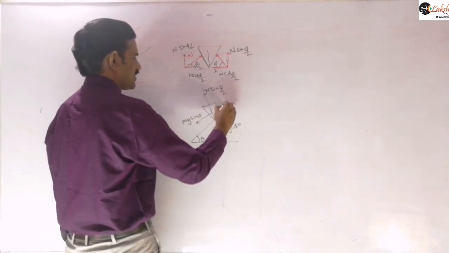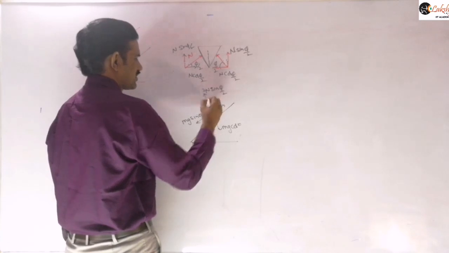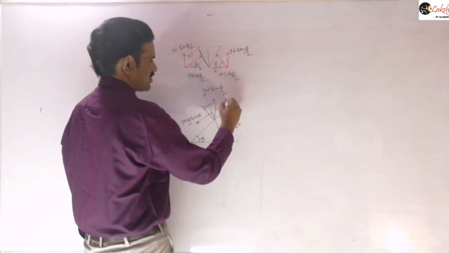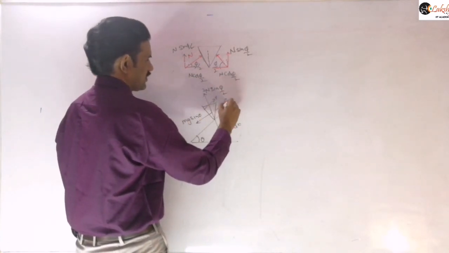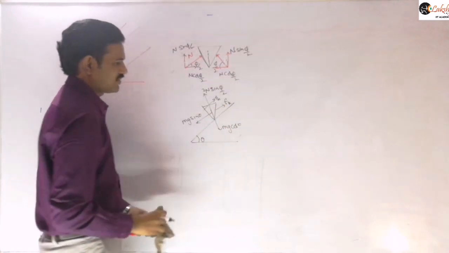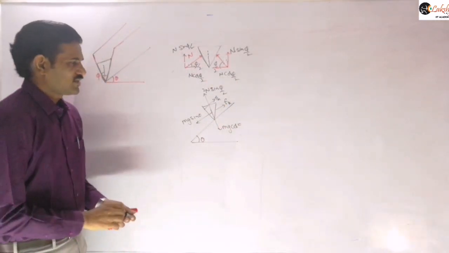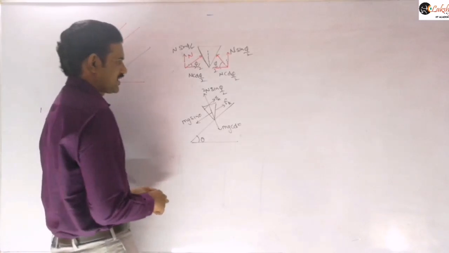And friction will be there here, as well as friction here, from this edge and from this edge. Actually it will be kinetic friction. Right? And now you can balance these forces.